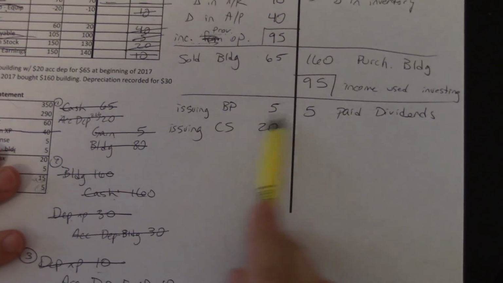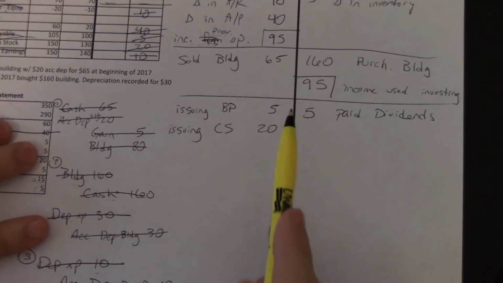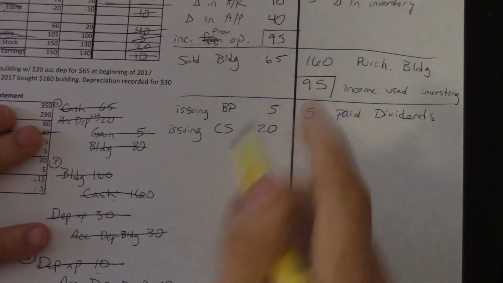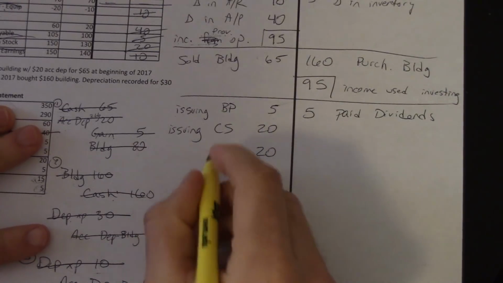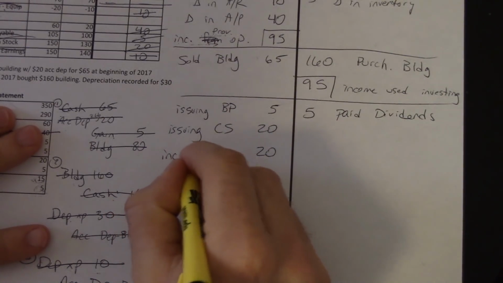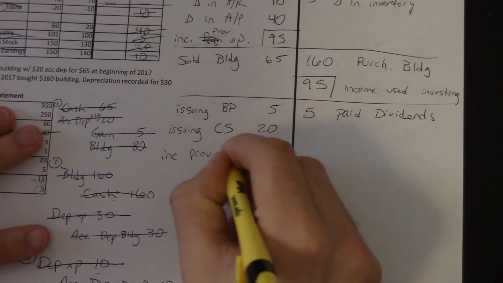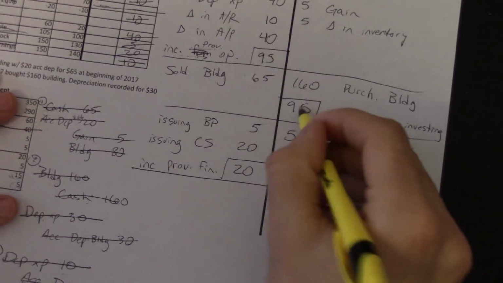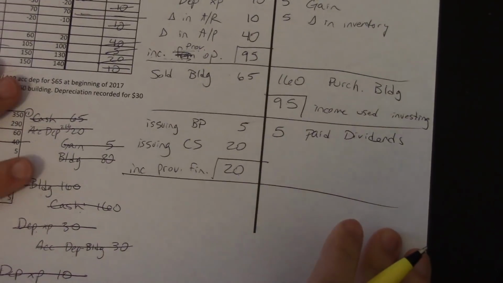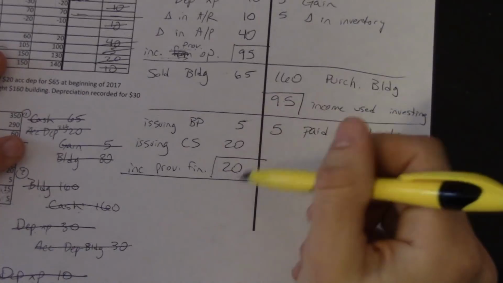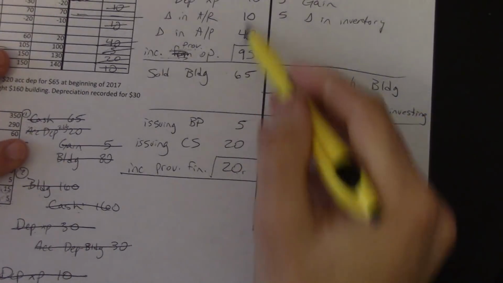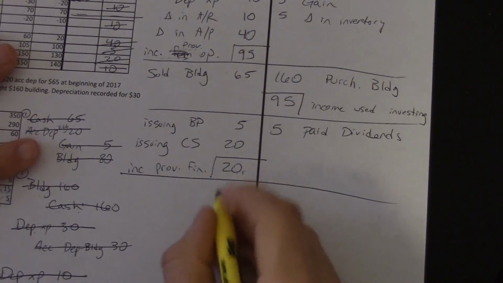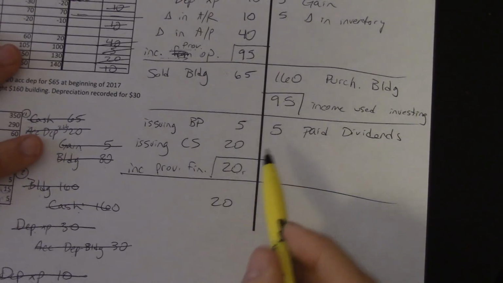We can figure out our income from financing. We've got 25 in the debit, subtract 5 from the credit. That leaves us with a 20 debit. That's income provided by financing. So we'll take all of our three subtotals, add those up. 95 plus 20 minus 95. Remember debits. Add your debits, subtract your credits. That leaves us with $20.